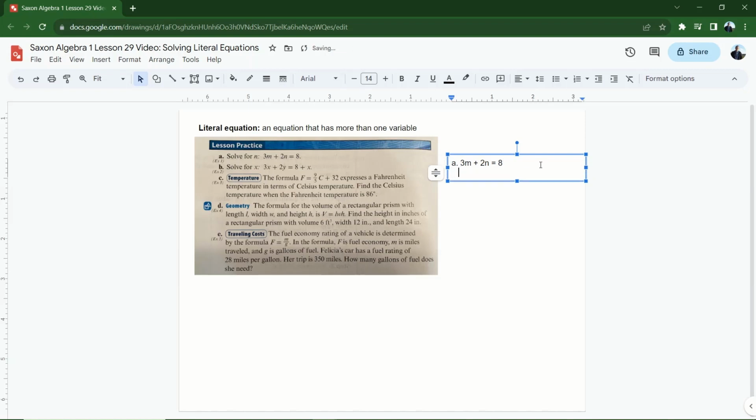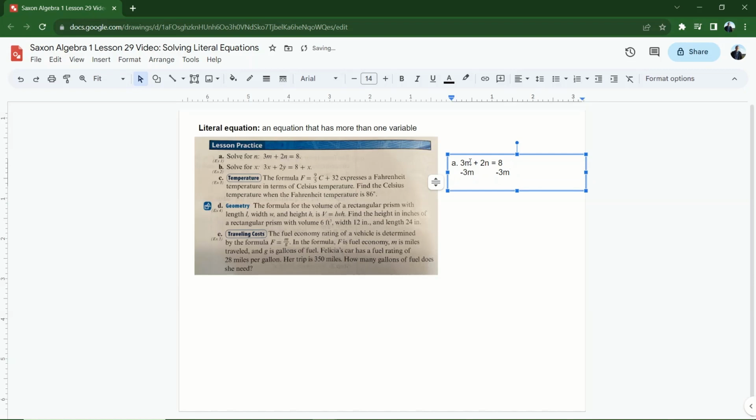Okay, now I need to get n on a side by itself. So the first thing I'm going to do is subtract 3m from both sides, because I need to get 3m off of the side that has n on it. And remember, the way that we do these equations problems is to do reverse order of operations. So first thing is going to be a subtraction and then a multiplication or division. All right, let's see how this looks.